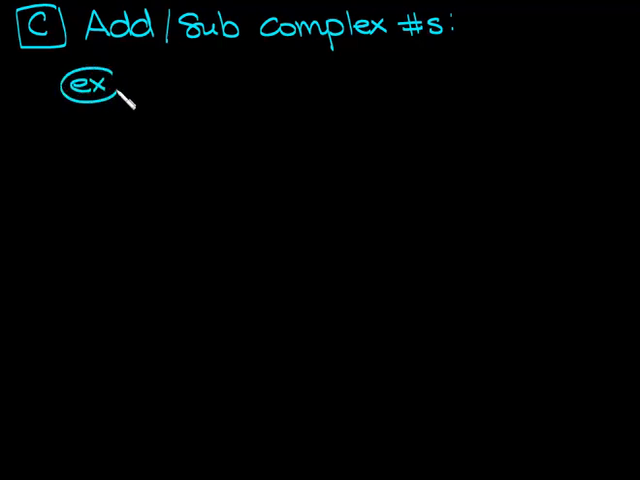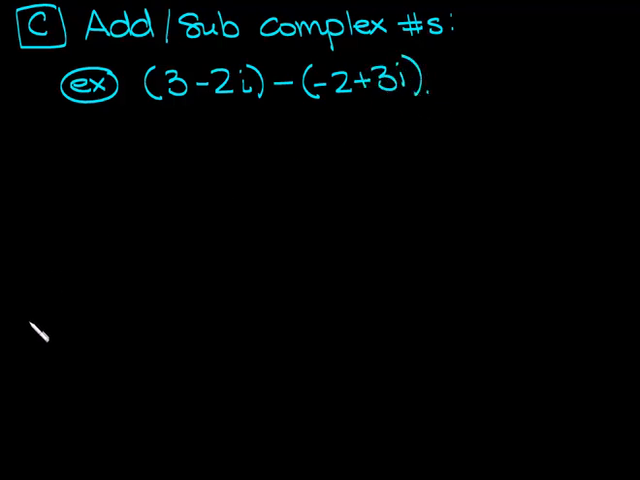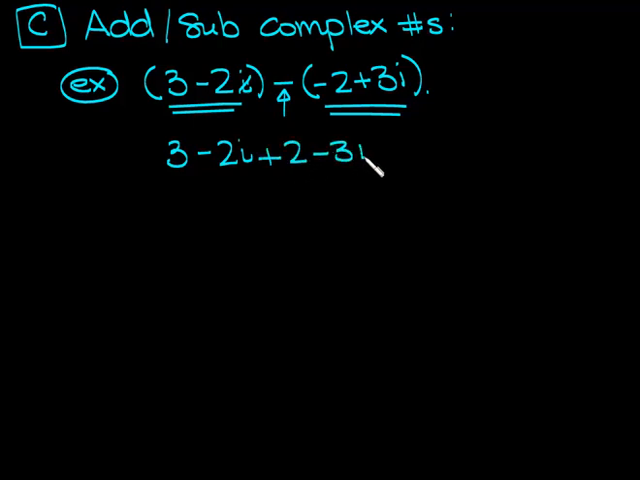I am just going to do one example and move on. Say you have 3 minus 2i, minus, negative 2 plus 3i. I am subtracting two complex numbers. If these were polynomials, with an x instead of an i, you would start by distributing the negative to get rid of it and then collecting like terms. So we get 3 minus 2i plus 2 minus 3i. Now we collect the like terms, the terms that don't have an i in them.